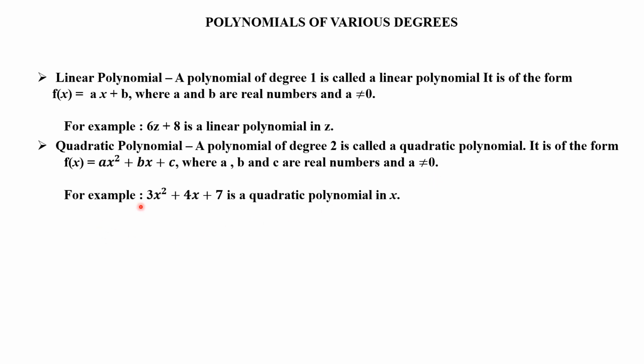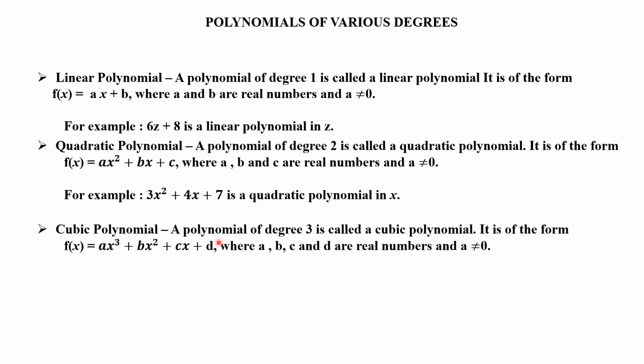Now the example is 3x square plus 4x plus 7 is a quadratic polynomial in x. Now next is cubic polynomial. A polynomial of degree 3 is called a cubic polynomial and it is of the form f(x) equal to ax cube plus bx square plus cx plus d, where a, b, c and d are real numbers and a should not be equal to 0.